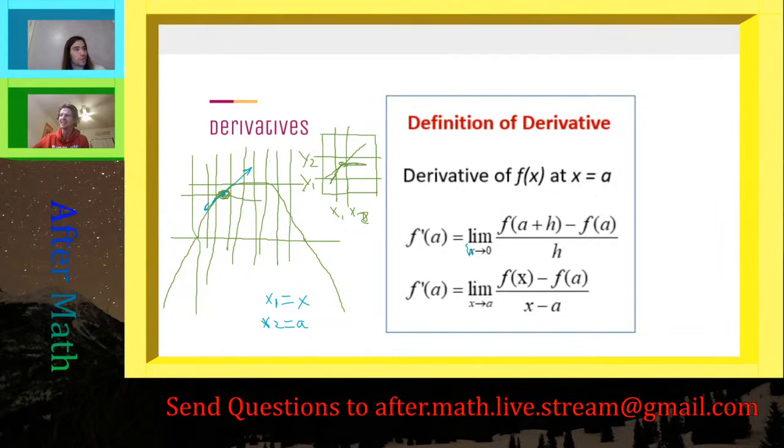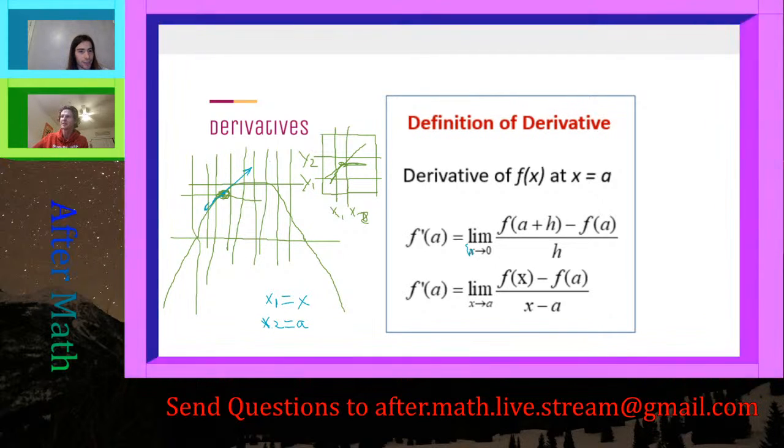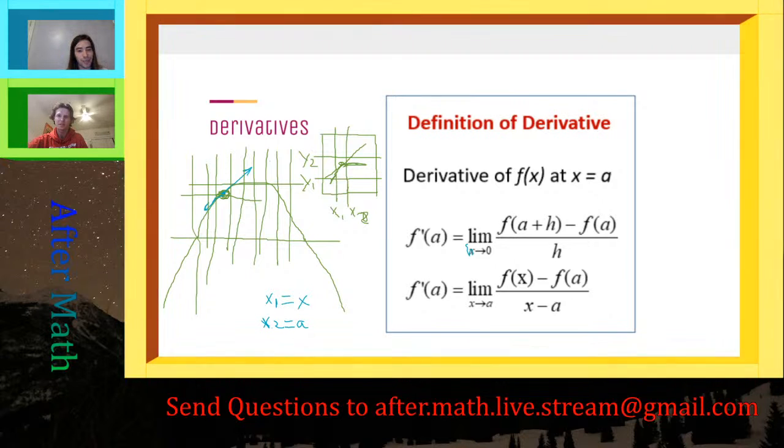I think hopefully it will make a little more sense as we go into our examples using velocity and acceleration. We have neater graphs set up, so hopefully it will make things make a little more sense here.